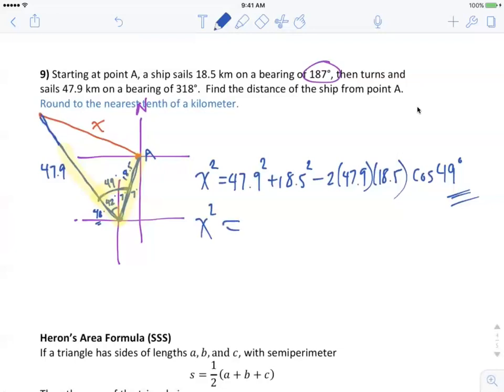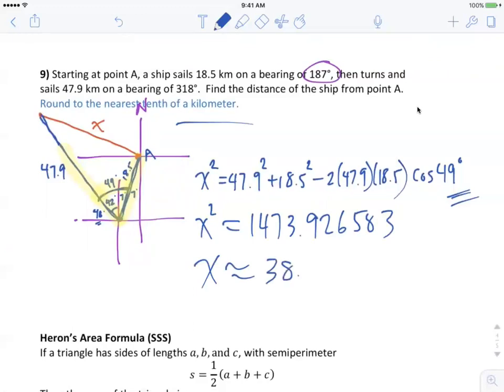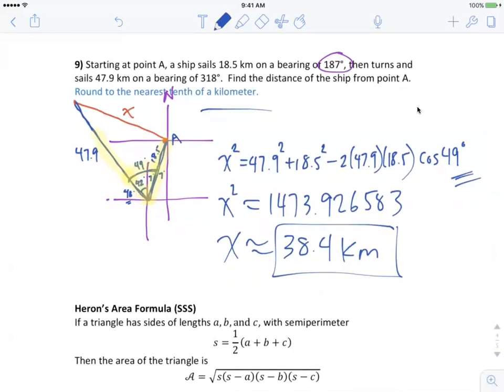If I calculate all that, I'm getting 1,473.926583. Then take the square root of that and round to the nearest tenth. That's 38.4 kilometers. Hopefully that's right. That looks good.